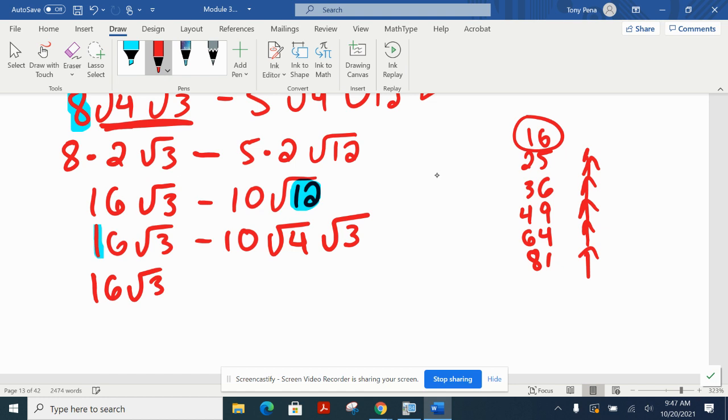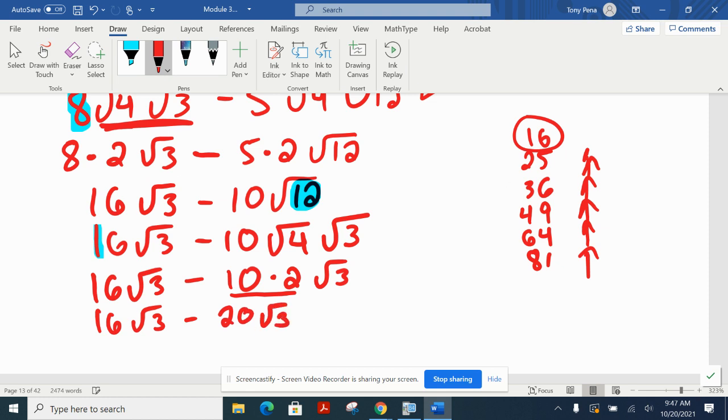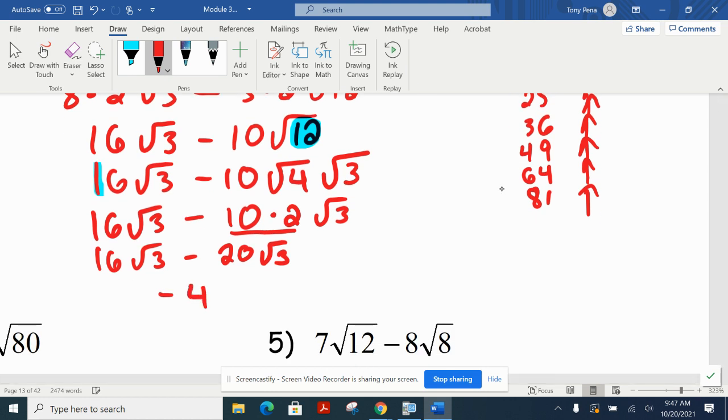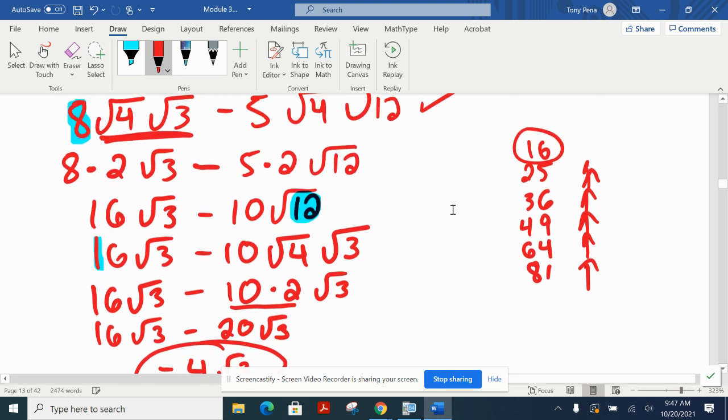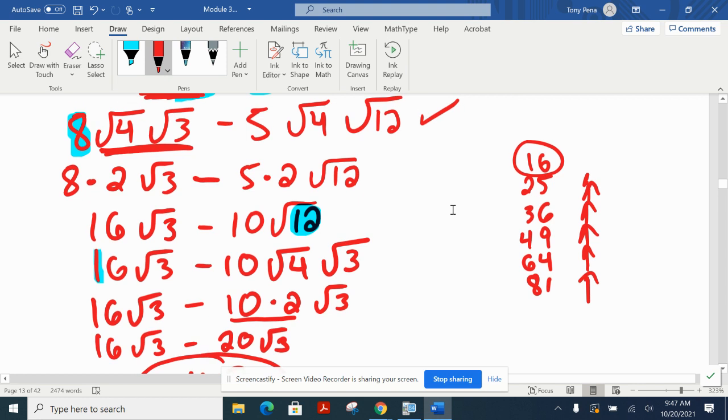Still get to 16. This guy's pretty much done right now. Can't do anything with it. But then this becomes a 10 times a 2 and then a root 3. So once again, I'm just going to recopy 16 root 3. This now becomes 20 root 3. Notice how they now actually do end up becoming like terms. They're both root 3s. So we can simplify that to be a negative 4 root 3. That is our final answer. That's correct. But again, look at how many steps that took us if we do it that way. A lot going on there.